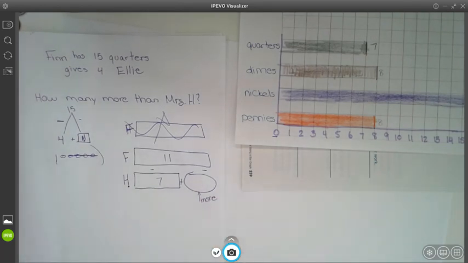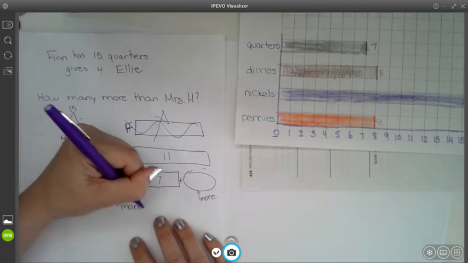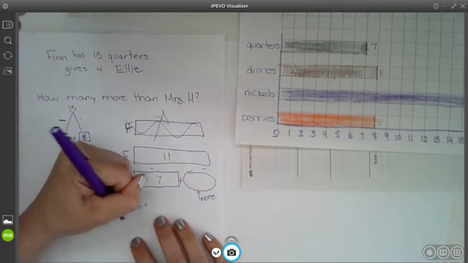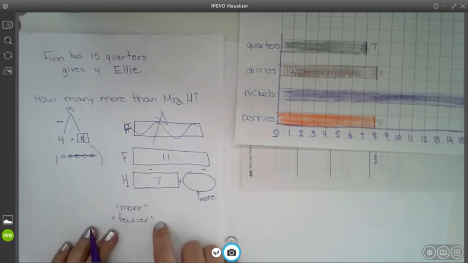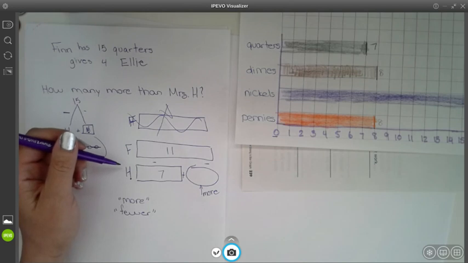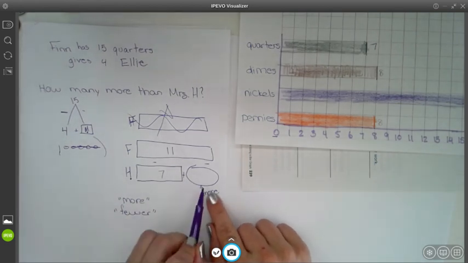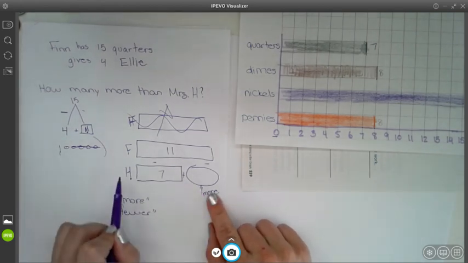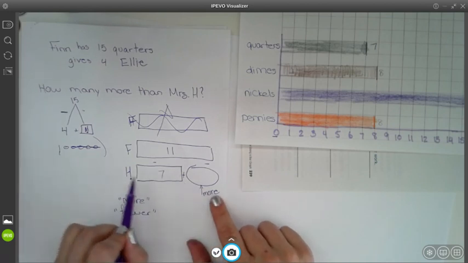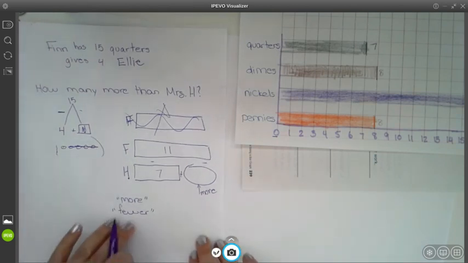Okay, I want you to pause that video and I want you to say it both ways. I want you to use the word more and I want you to use the word fewer. So you're going to have 2 different statements. Go ahead and pause this video and try both. All right, so you should have had Finn. How many more quarters does Finn have than Mrs. Hampton? Or how many fewer quarters does Mrs. Hampton have than Finn? So there's 2 ways to say that same information.